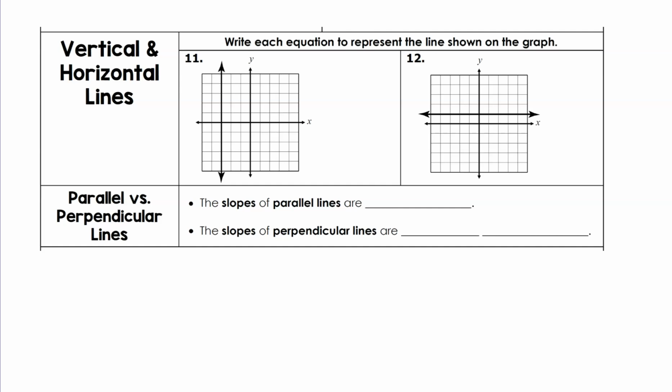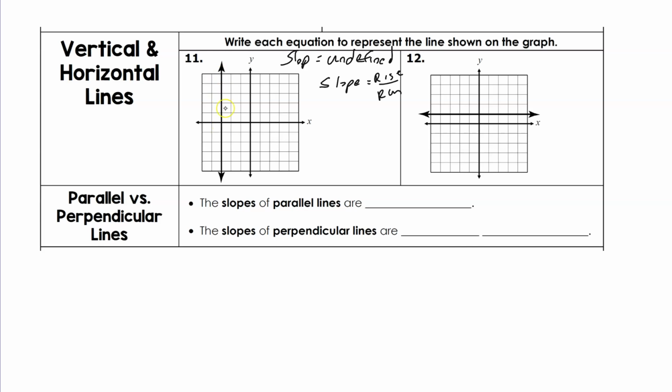So if you remember, for vertical lines, the slope is undefined. Now, why is it undefined? Well, remember that slope is defined as rise over run. So rise is how much does it go up and down, and run is how far does it go left and right.